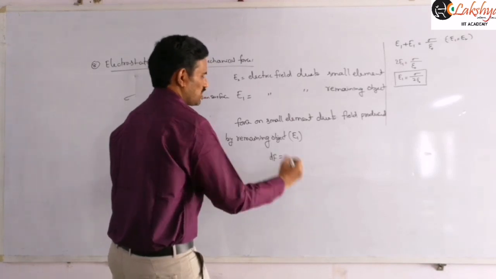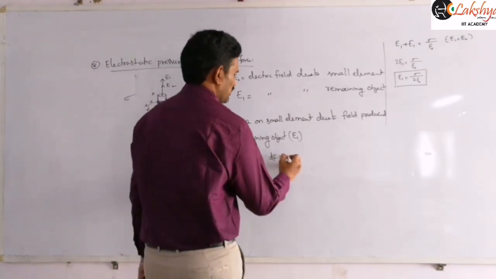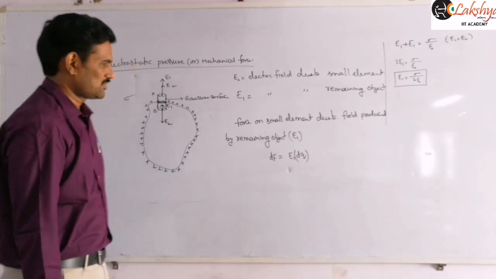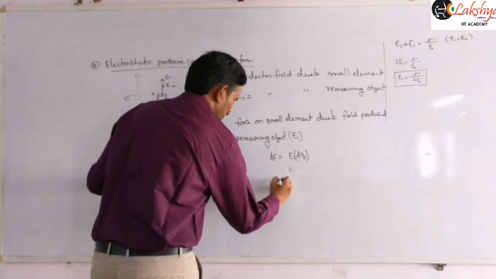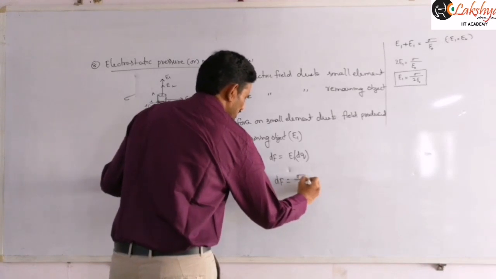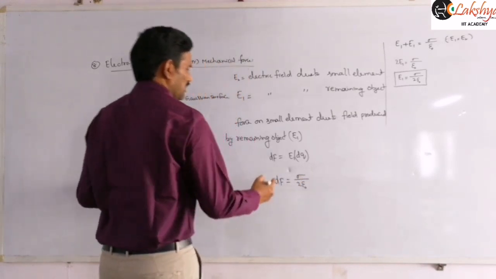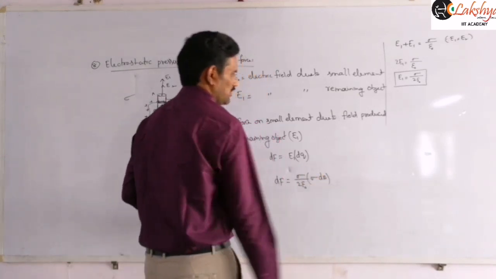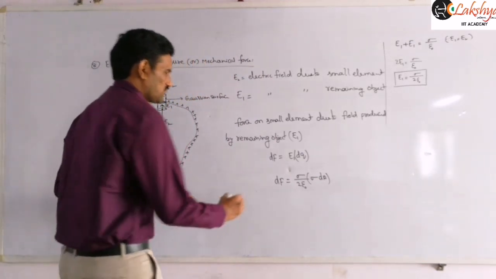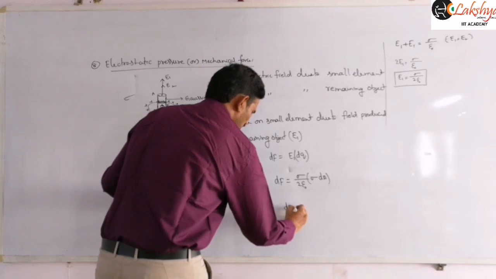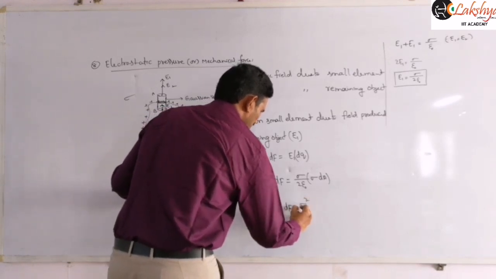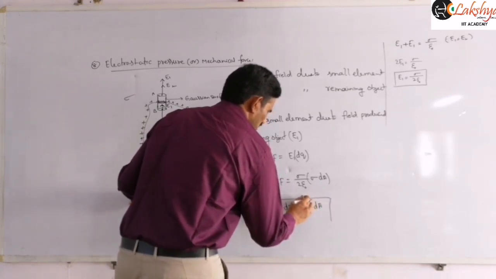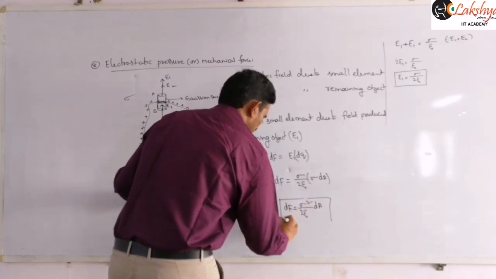Therefore, as we are writing the force on the small element, dF is equal to E1 into dq, the charge present on that small element. So dF is equal to sigma by 2 epsilon naught into dq. The dq I can write as sigma into dA, and therefore this force is dF equal to sigma square by 2 epsilon naught into dA. So this is the force expression here.